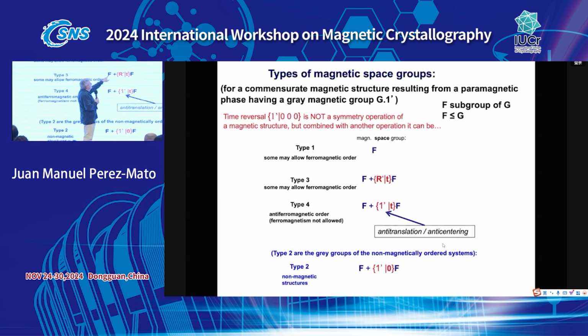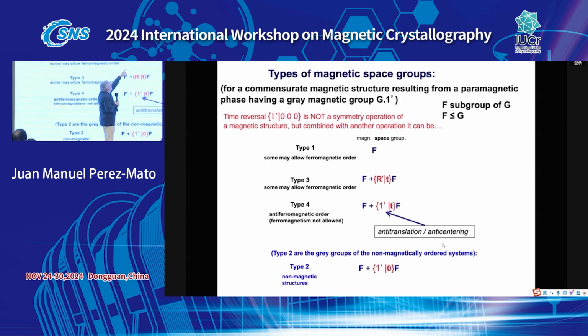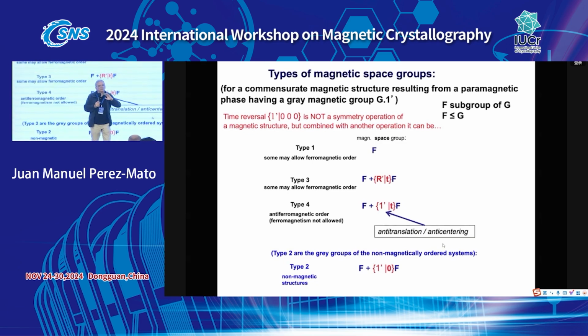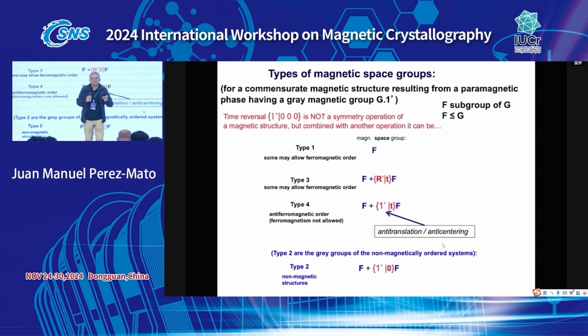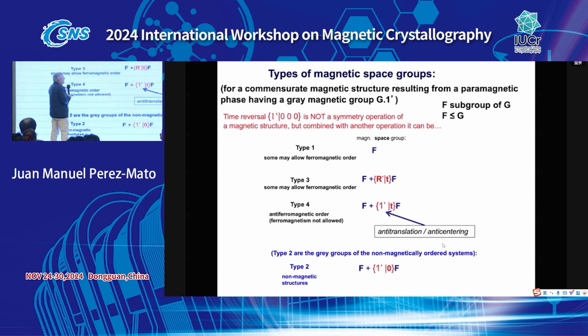It is a group without time reversal, multiplied by the same group, multiplied by an operation. So this coset is just all the operations of F, all of them multiplied by this operation here. And the other type is type 1, which means that you don't have time reversal, but you also do not have time reversal combined with something else. This is a very special type of magnetic space group. And we will see that the notation is a little bit confusing, the traditional one for these magnetic space groups.